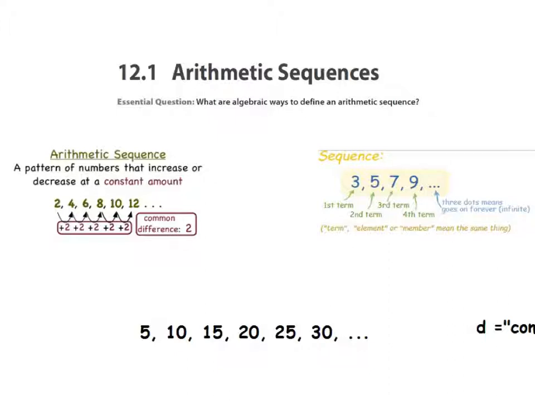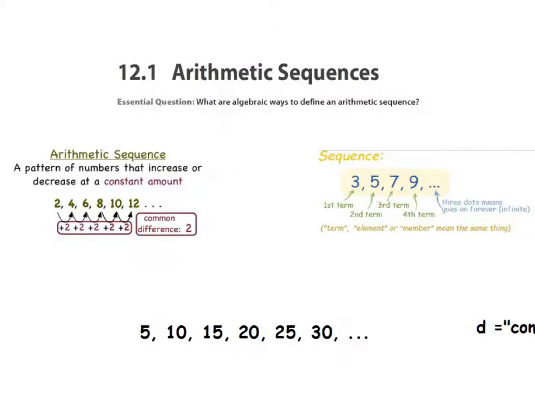Just a few things about sequences in general. We call this first number the first term, second term, third term, fourth term, and these 3 dots just mean it goes on forever. Now we usually use the word term. That's what you'll hear me use. But someone might also use, say, the first element, the second element, or the first member, the second member. They all mean the same thing. It's the numbers in the sequence.